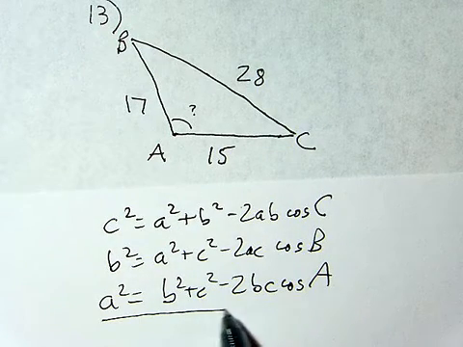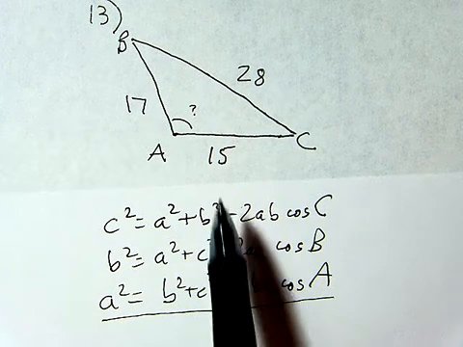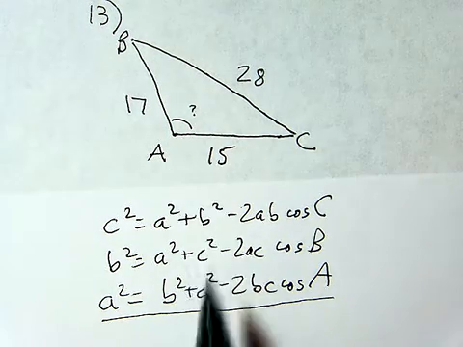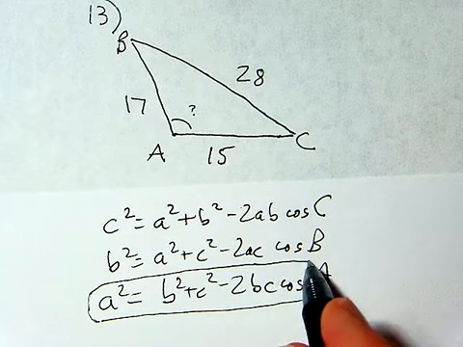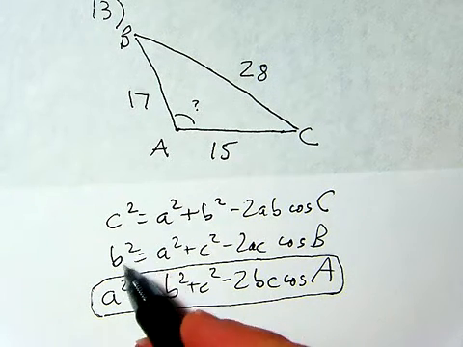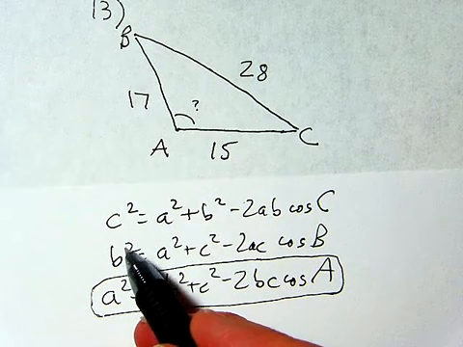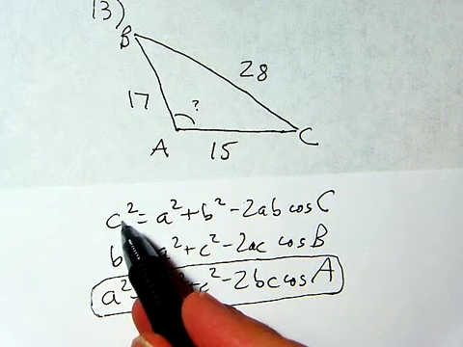And the reason the last one works is because it has cosine big A in it. Big A refers to angle A. So the easy way to look at it is that if you're trying to determine angle A, you're going to use the formula that begins with a squared. If you needed to determine angle B, you'd use this formula, and if you needed to determine angle C, you'd use the formula beginning with c squared.